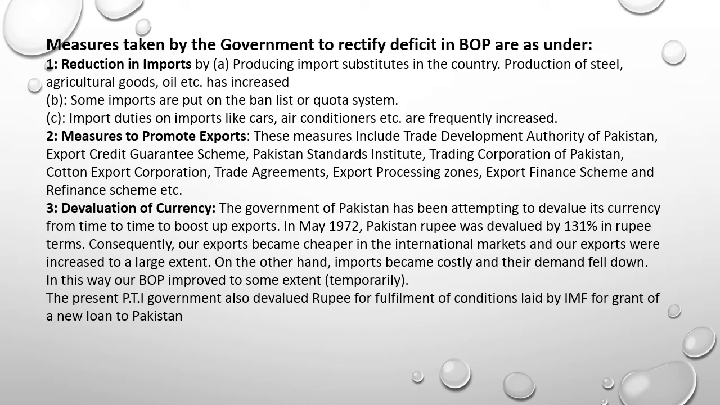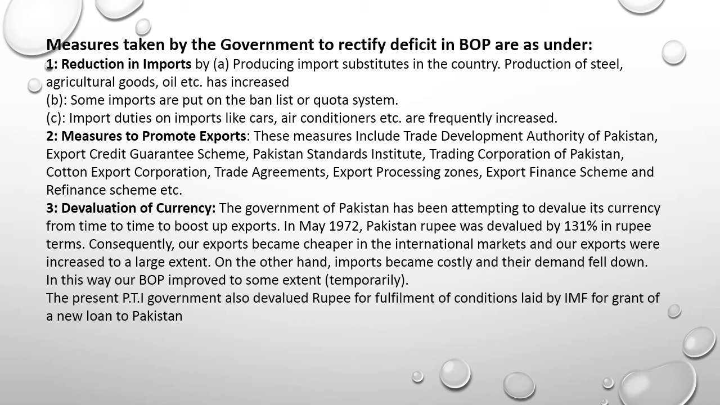Now we see what measures the government has taken to rectify the deficit in BOP. Number 1 is reduction in imports by producing import substitutes in the country. Production of steel, agricultural goods, oil, etc. has increased. So the government is trying to reduce imports of those things which we can produce in our own country.